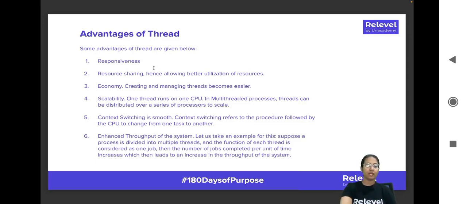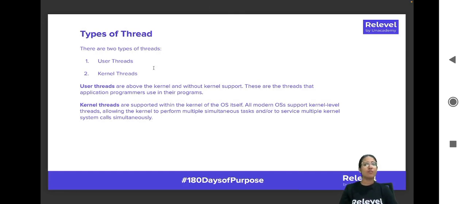Okay, perfect. Now let's move to the next part and talk about the different types of threads which are present. Okay, so we basically have two types of thread. We have a user thread and we have a kernel thread. Now let's take a detailed description of what these user threads and kernel threads are, and then we'll take a good differentiation between them.